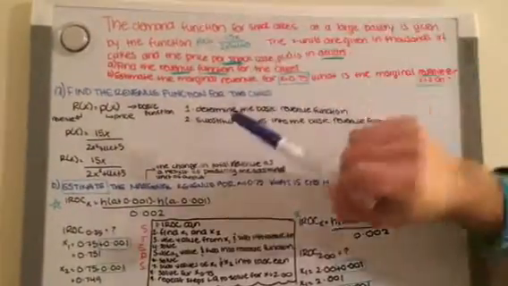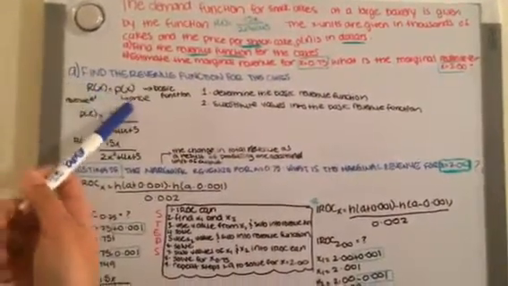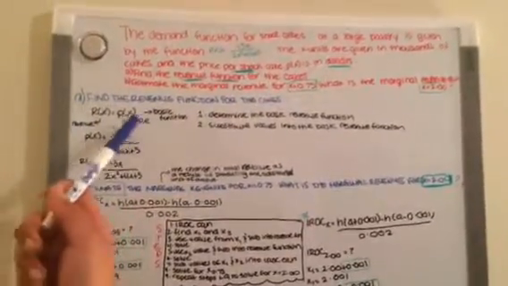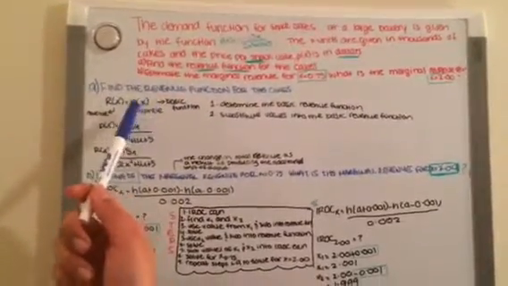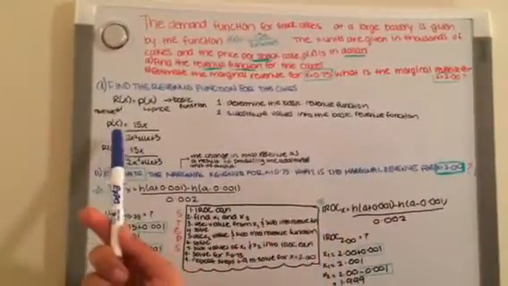So for part A, it says find the revenue function for the cakes. Now, our basic function is r of x equals p of x. So it's revenue equals your price. So this is our basic equation. So what we're going to do is, now that we've determined our basic revenue function, we're going to substitute the values into the basic revenue function.